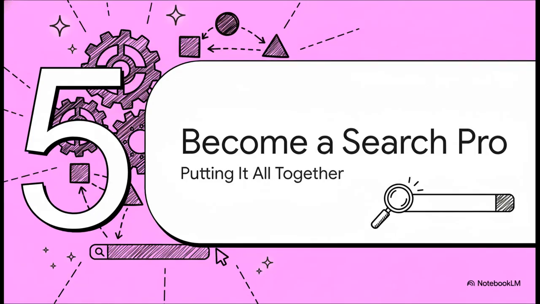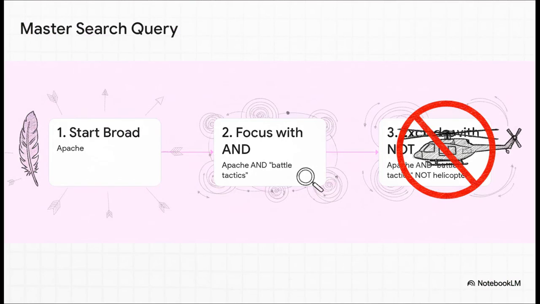So we've looked at all the individual tools, but the real magic happens when you start combining them to build a really specific, super powerful search query. Let's just walk through this. You start out broad with your main topic, Apache. Then you focus it. You add AND battle tactics in quotes. So you're only getting results about that very specific phrase. And finally, you clean it up by adding NOT helicopter to get rid of the junk. See? Simple steps, but a really powerful result.